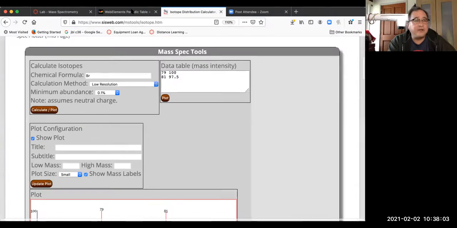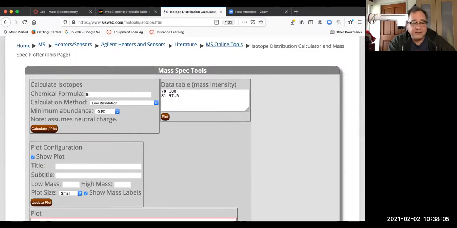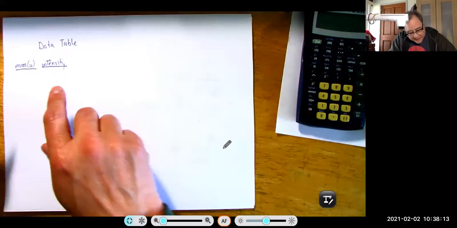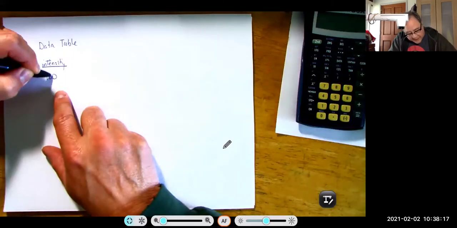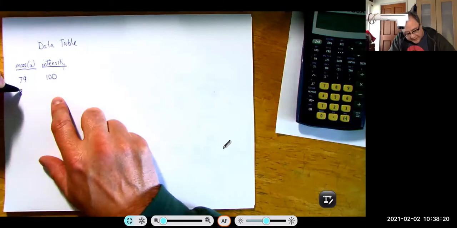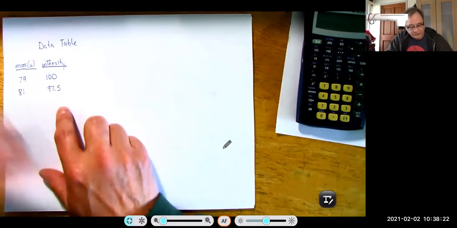So now I'm going to do a switch screen. And this is the rest of step one. Your data table, we're going to have a mass of 79 with an intensity of 100 and a mass of 81 with an intensity of 97.5. So that's your data table.